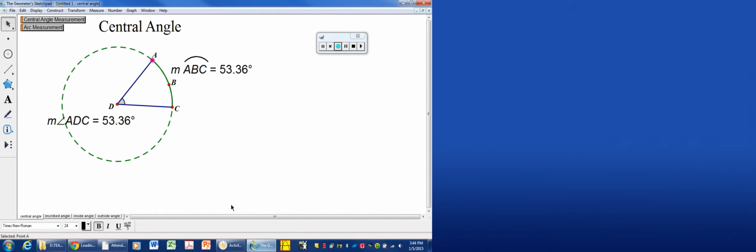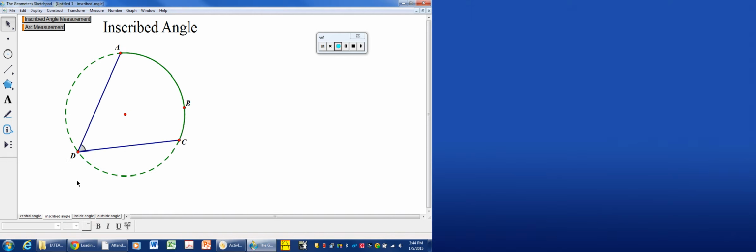Of course, you can make some conjectures as to the measure of this angle and how you think it relates to this arc, what it might look like. Remember, the central angle, the angle here, was exactly the same as the arc. But let's come back over here to our software and see what we find.